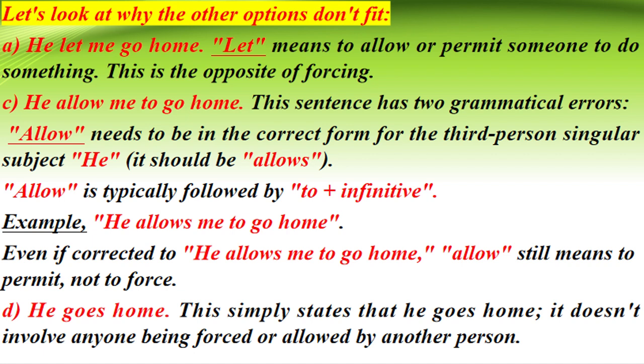C. He allow me to go home. This sentence has two grammatical errors. Allow needs to be in the correct form. For the third person singular subject he, it should be allows. Allow is typically followed by to plus infinitive. Example: he allows me to go home. Even if corrected to he allows me to go home, allow still means to permit, not to force.